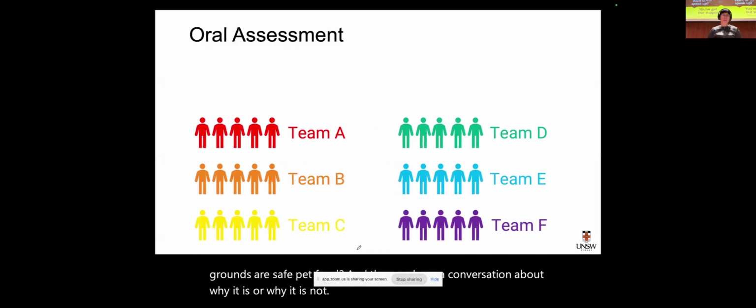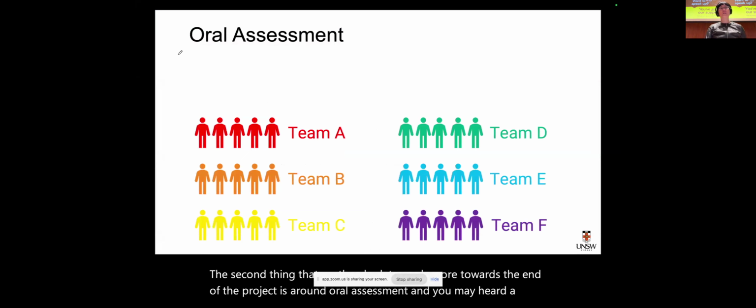The second thing that we look at, more towards the end of the project, is around oral assessment. And you may have heard a few times people saying, oh, oral assessment is one of the solutions to academic integrity when it comes to AI, right?